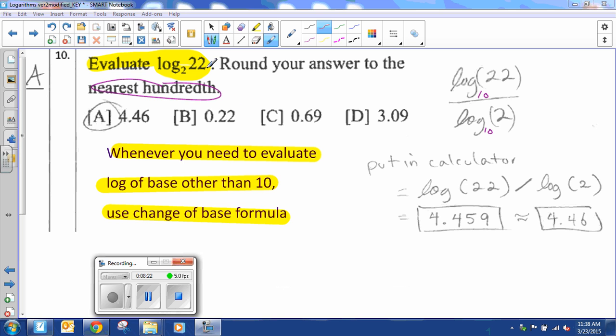Number 10, remember, your calculator does not have a log base 2 button, but it does have a log base 10 button. So you're going to use the change of base formula, which is the log of 22 over the log of 2. Remember, it's the log of the number that you're taking the log of divided by the log of the base. So plug this in the calculator, and you end up with 4.46.